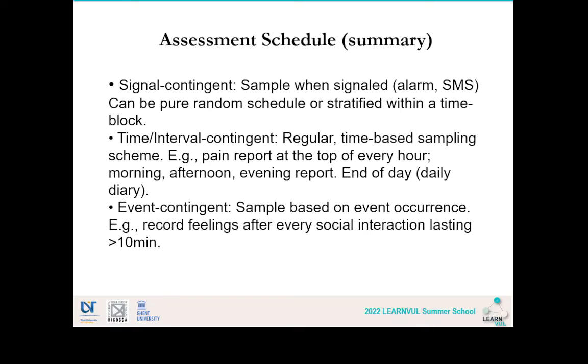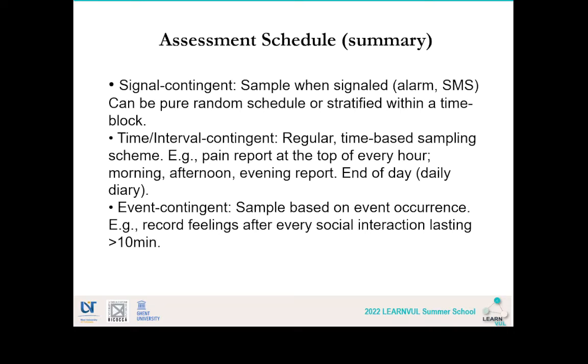So signal contingent is different from time contingent, because the signal is random. It's randomly taken during the day, for example, whereas the time contingent, or interval contingent, is fixed. So every hour, or every morning, every afternoon, every evening, or every 4 hours. And event contingent: when something is happening, you are measuring it.